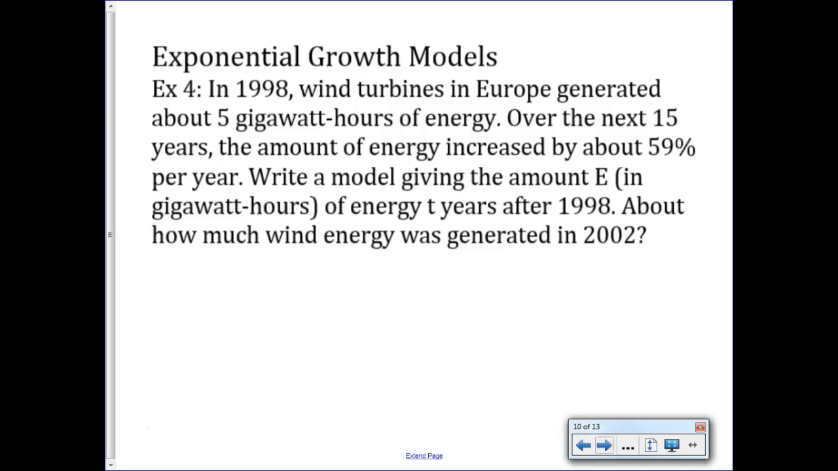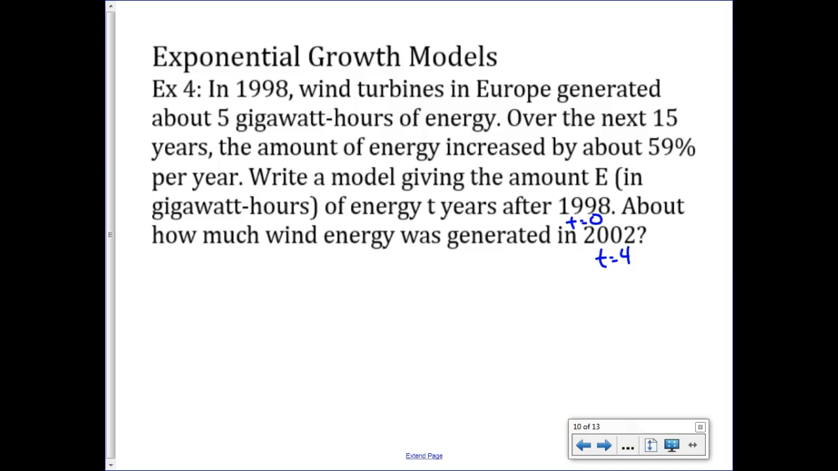Alright, exponential growth model. So in 1998, wind turbines in Europe generated about 5 gigawatt hours of energy. Over the next 15 years, the amount of energy increased by about 59% per year. Write a model giving the amount E in gigawatt hours of energy T years after 1998. About how much wind energy was generated in 2002? So, first thing I notice is that 2002 is going to be 4 years after 1998, because 1998 would be our T equals 0.